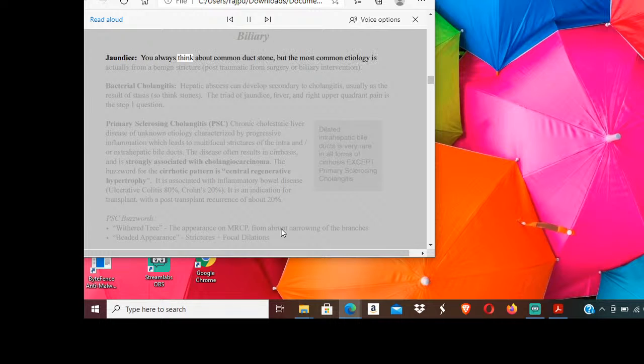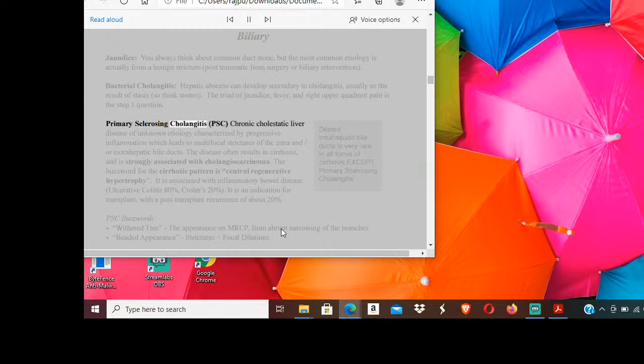Biliary jaundice. You always think about common duct stone, but the most common etiology is actually from a benign stricture, post-traumatic from surgery, or biliary intervention. Bacterial cholangitis. Hepatic abscess can develop secondary to cholangitis, usually as the result of stasis, so think stones. The triad of jaundice, fever, and right upper quadrant pain is the step 1 question.